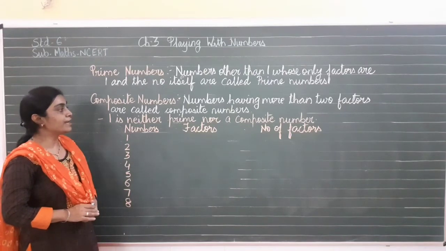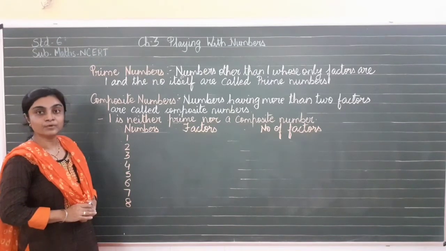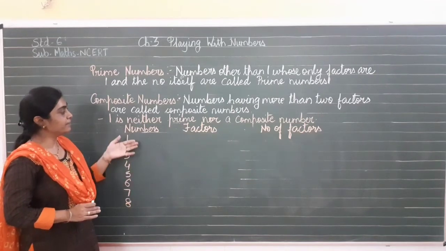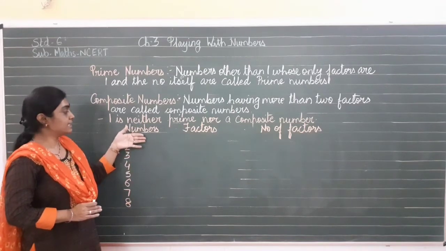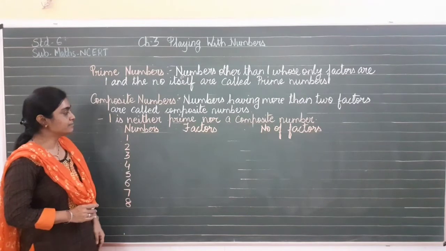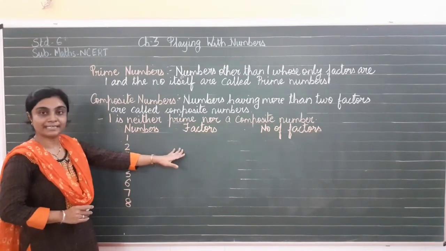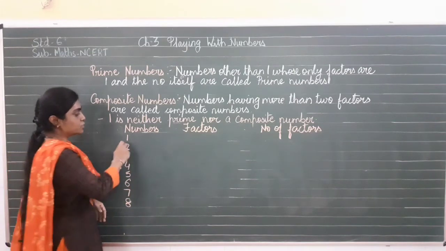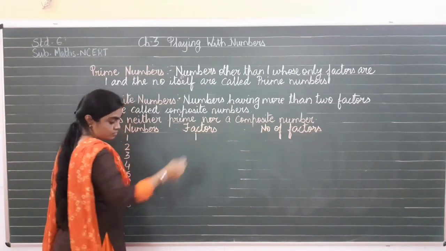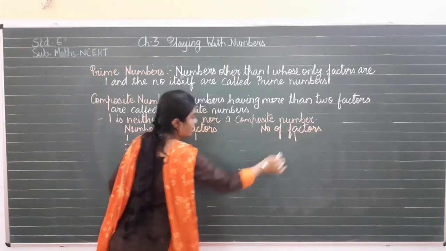Now here it is written, 1 is neither prime nor a composite number. Now we will see how we can separate prime numbers and composite numbers. Here I have written numbers from 1 to 8. First we will write down the factors of the given numbers. So the factor of 1 is 1. So the number of factors is only 1.